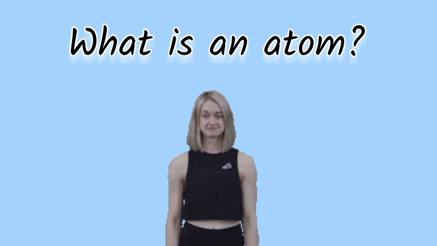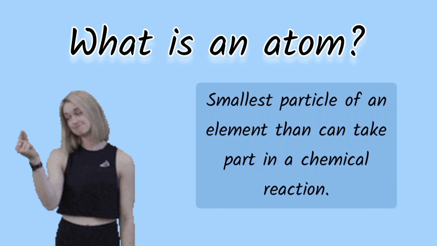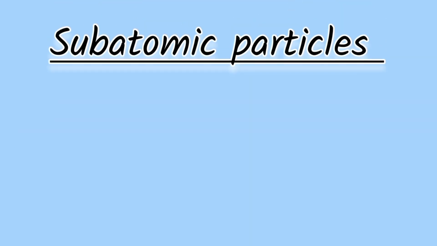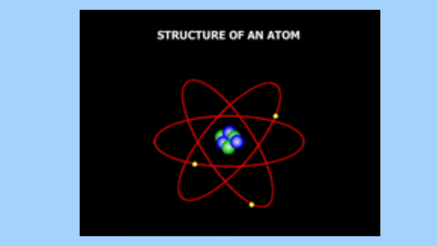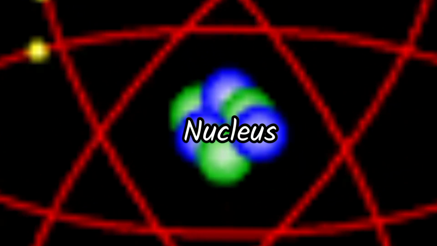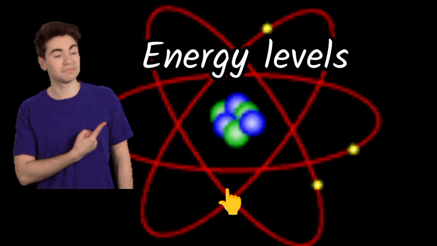What is an atom? The atom is the smallest particle of an element that can take part in a chemical reaction. It is made up of three subatomic particles, namely neutrons, protons, and electrons. Neutrons and protons are found in the central part of the atom, a region known as the nucleus, and together they are known as the nucleons. Electrons, on the other hand, occupy some regions surrounding the nucleus known as energy levels.